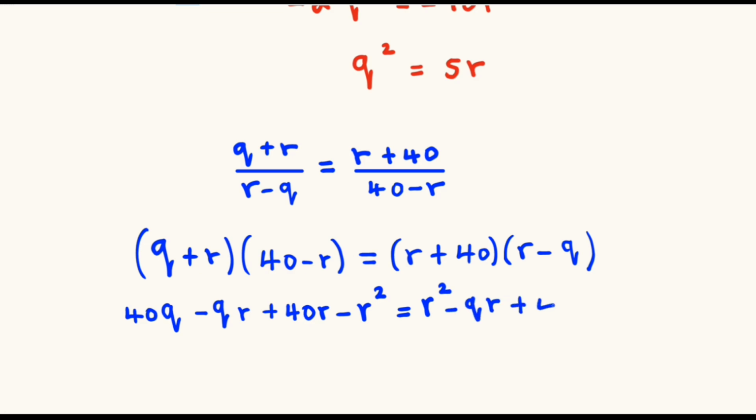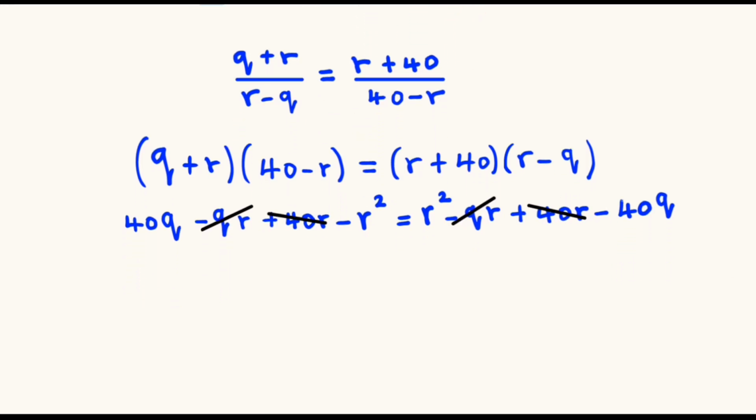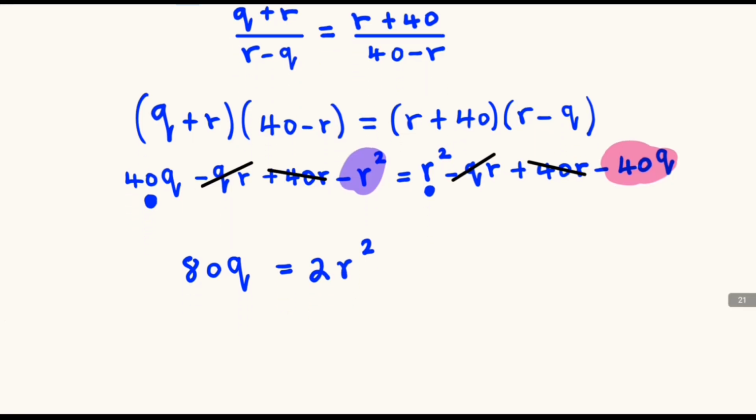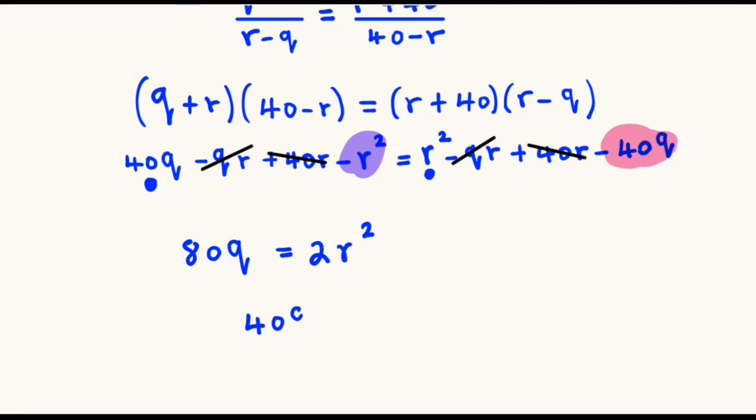Distributing the 40, we have 40r, and we have a negative 40 multiplied by q, and the negative qr and that negative qr will cancel out, and the 40r and that 40r will cancel out. So the 40q, taking it to the left, it will plus with that 40q, and we'll have 80q, and this will be equal to, so this negative r squared, we take it from the left to the right, it will be positive and plus with that r squared, and we'll have 2r squared. We divide through the equation by 2, and 40q will be equal to r squared.